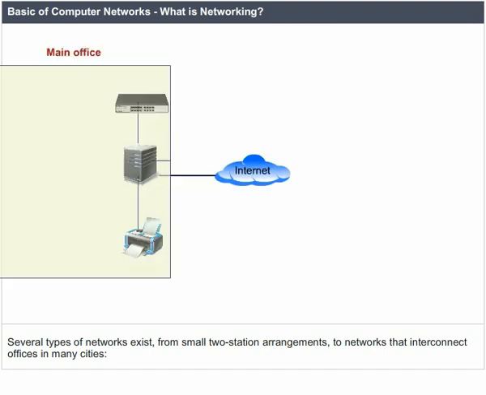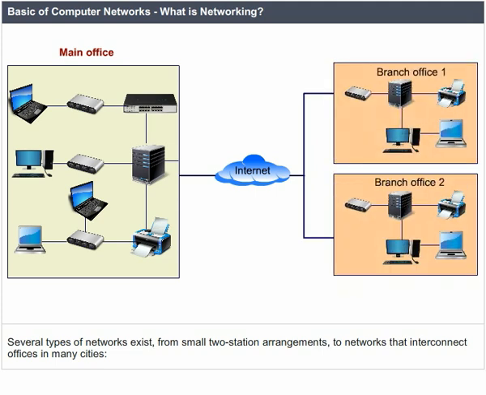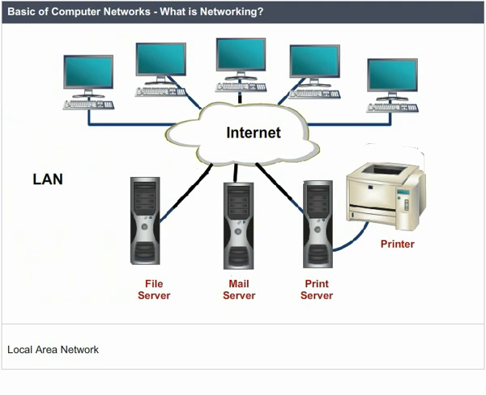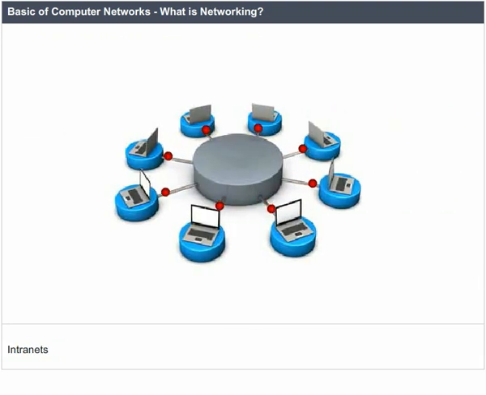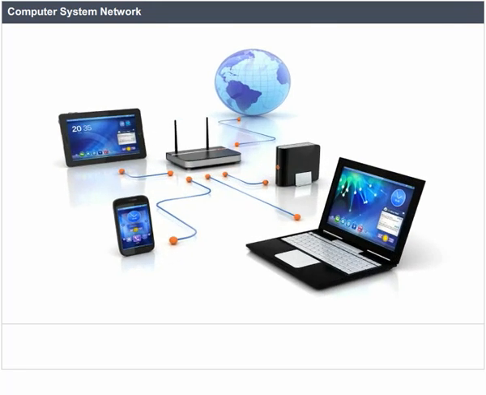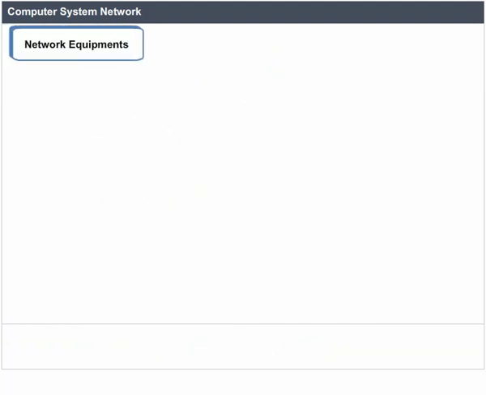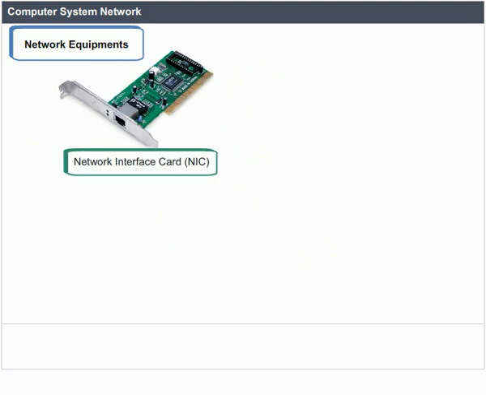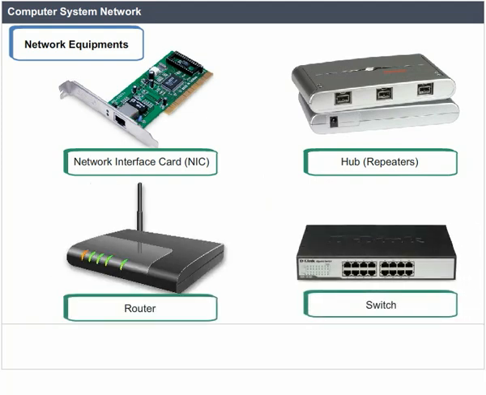Several types of networks exist, from small two-station arrangements to networks that interconnect offices in many cities. Local area network, wide area network, the Internet, intranets, and extranets. Computer system network. A computer system network is a group of interconnected network-capable devices, network equipment, network interface card (NIC), hub, repeaters, switch and router, etc.